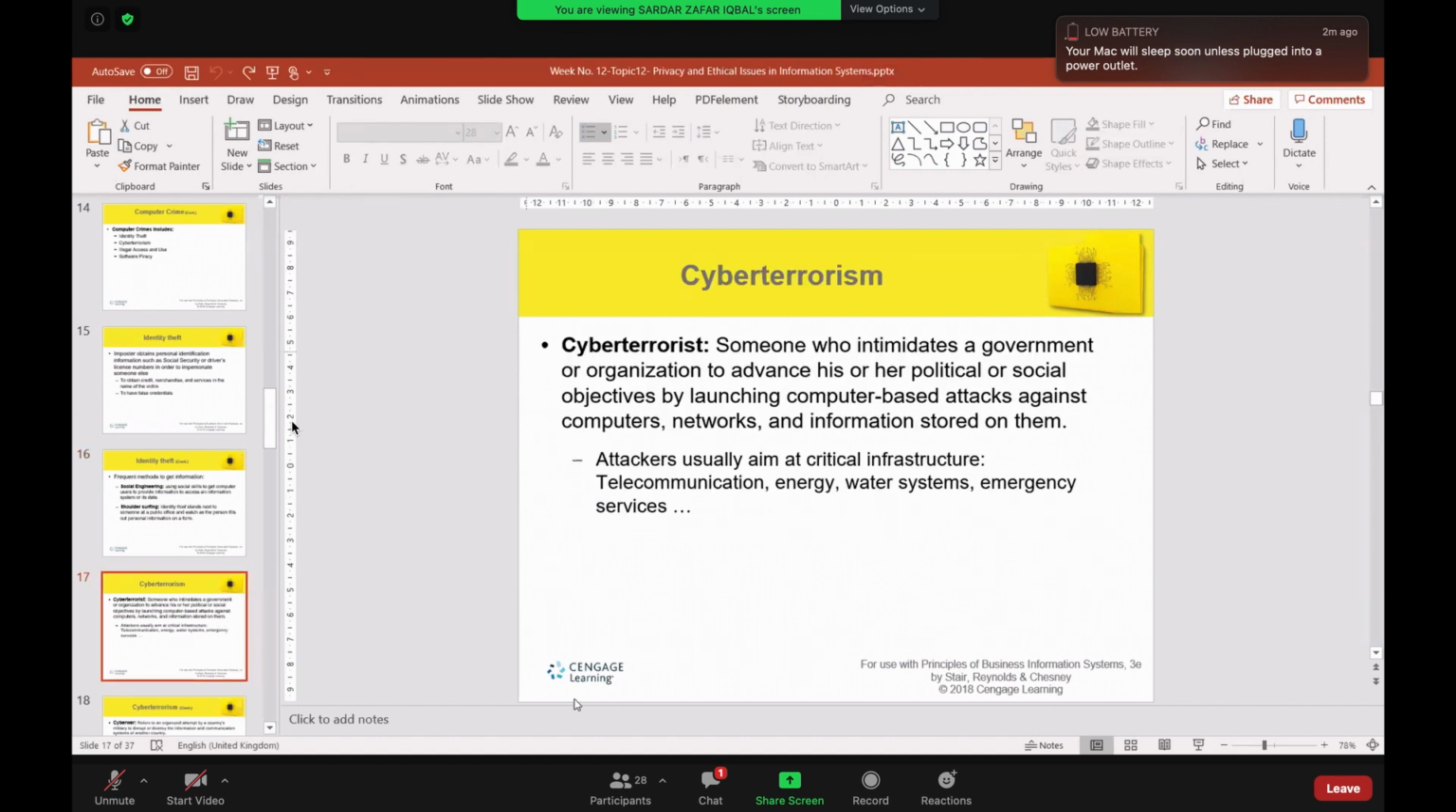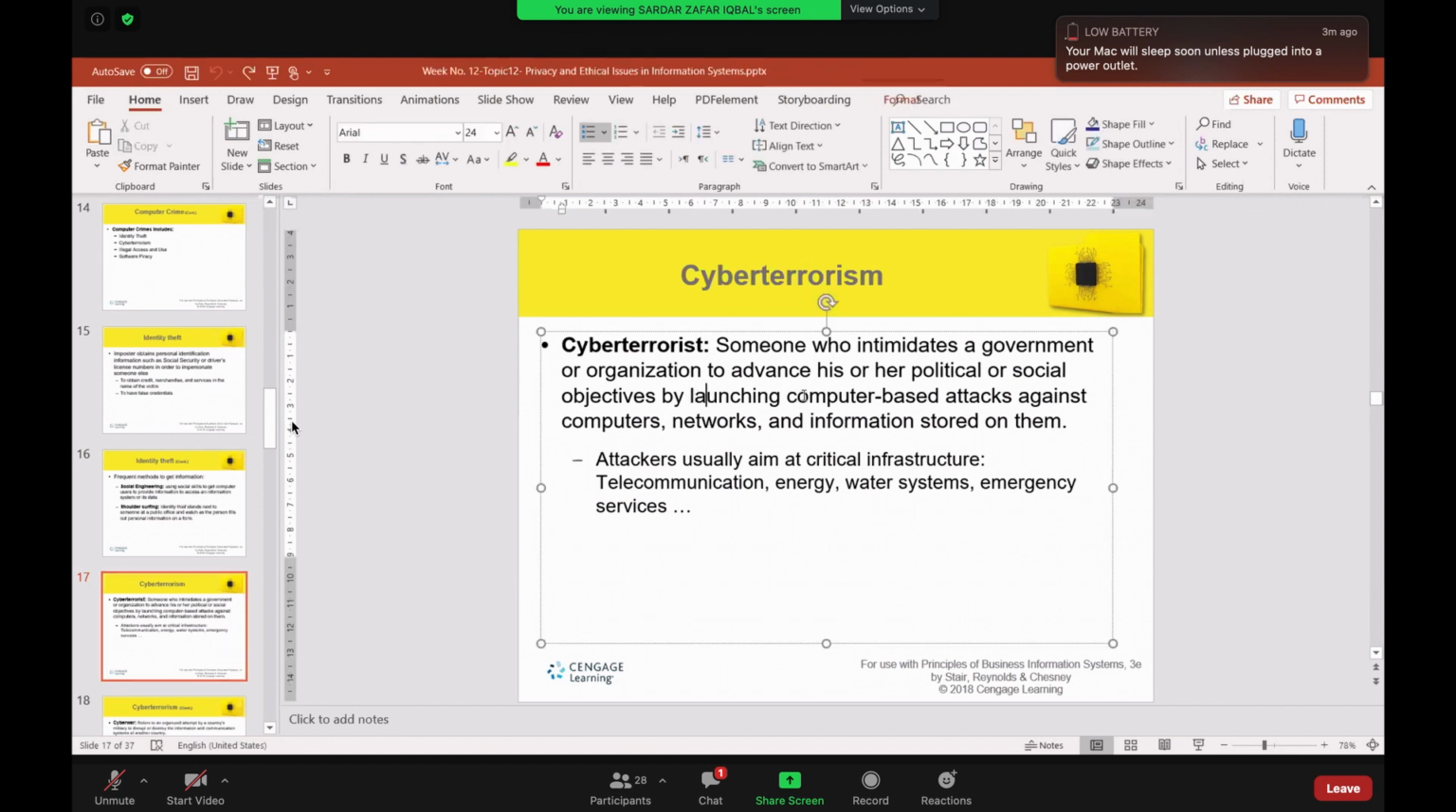Okay, so we are coming to that point. So next is cyber terrorism. Terrorism is another big issue that the world is facing nowadays. A cyber terrorist is someone who intimidates a government or organization to advance his or her political or social objectives by launching computer-based attacks against computers, networks, and information stored on them.